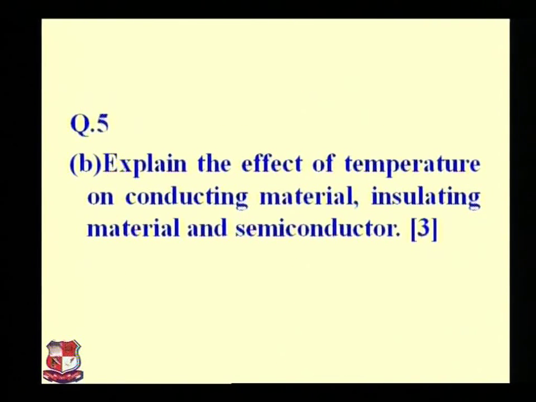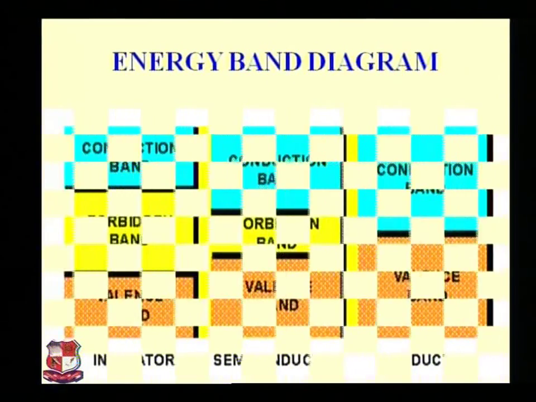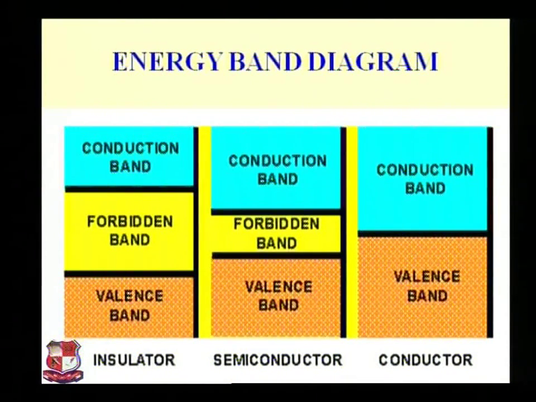Okay, now explain the effect of temperature on three materials: conducting material, insulating material and semiconductor material. The question is very short for 3 marks. So we study in depth what conducting material, insulating material and semiconductor material are, and what the effect of temperature on them is. First we go with the energy band diagram of the three materials.